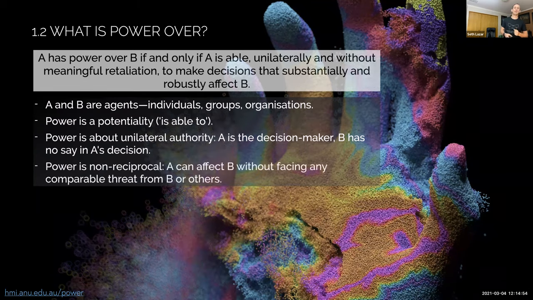And power is non-reciprocal. So this is what I mean by without meaningful retaliation. So you could think of unilaterally as being saying you're the decision maker, and then you don't have to fear reprisals from the other party or from someone else on behalf of the other party. And yeah, that could be punishment. It could be, you know, revenge. I mean retaliation to include all of those possible kinds of reactions that might put A off affecting B in that way.